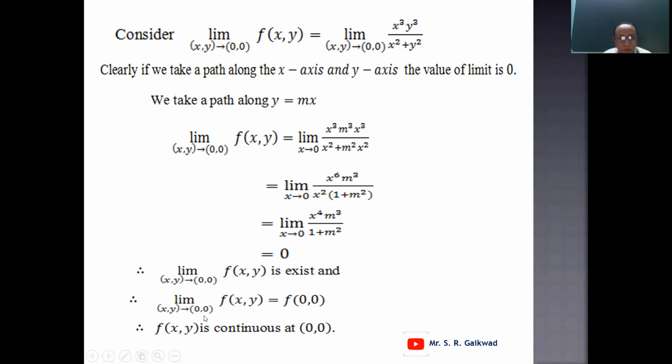It means limit xy tends to 0 comma 0 of f of x comma y is same as f of 0 comma 0, and therefore by definition clearly the function f of x comma y is continuous at point 0 comma 0. Okay. Next example.